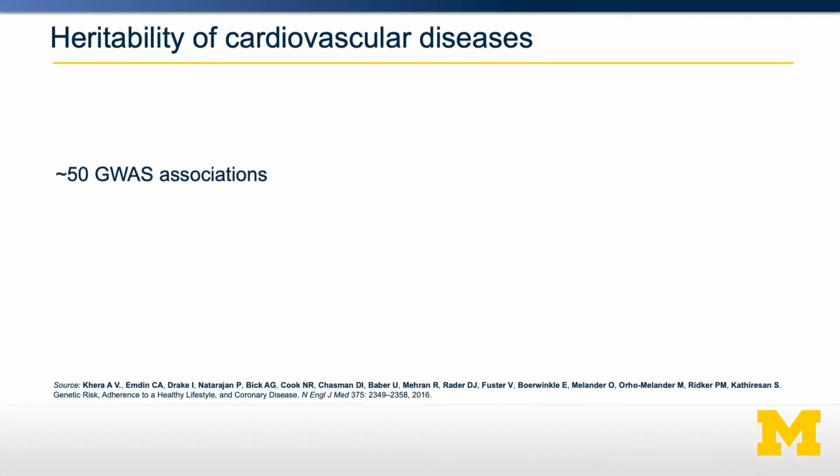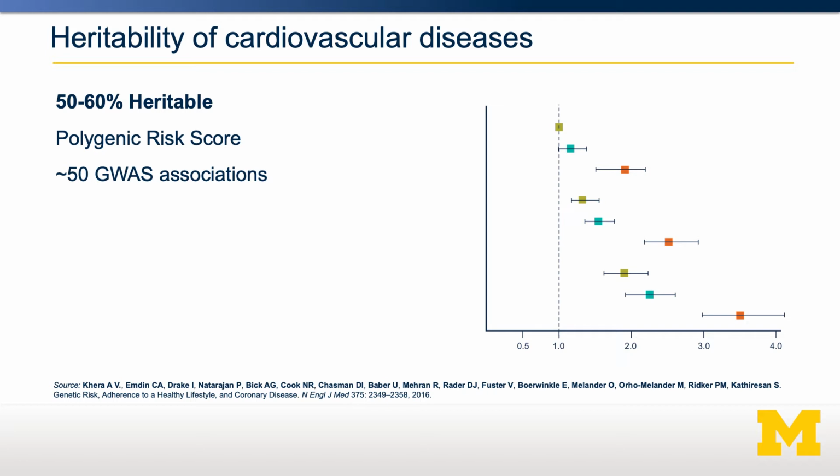A lot of what we understand about cardiovascular disease risk comes down to understanding what elevates LDL numbers in our blood. There have been about 50 GWAS associations of individual genetic loci with cardiovascular disease risk. We can take those 50 GWAS associations and generate a polygenic risk score across all of those alleles. Based on this, what we've learned is that cardiovascular disease is 50 to 60% heritable, mostly due to changes in lipoprotein metabolism.